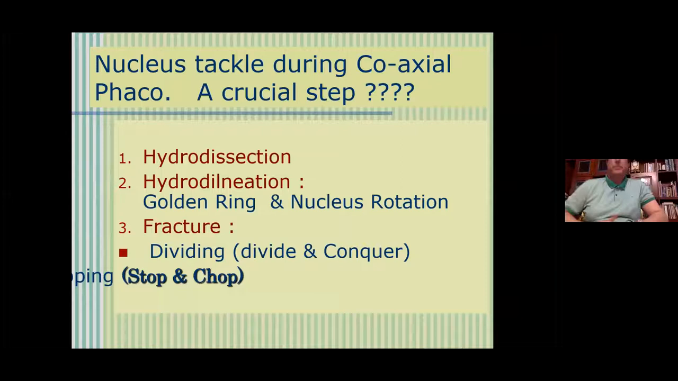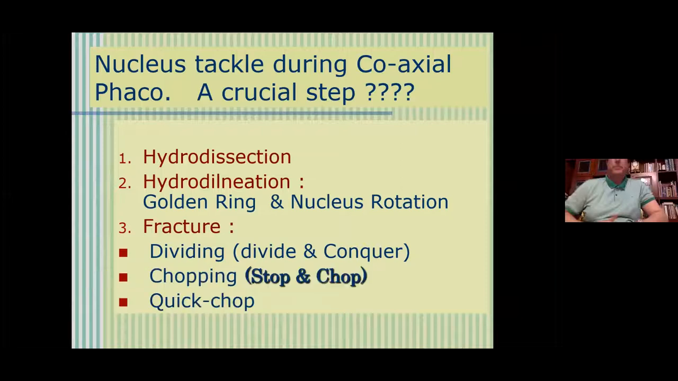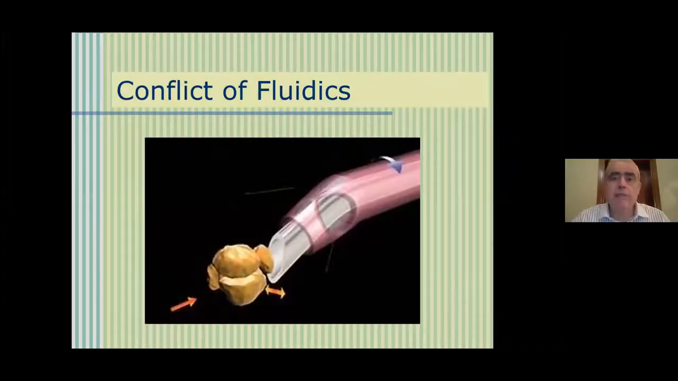In tackling the nucleus in FACO emulsification in the coaxial normal FACO, we have crucial steps. These crucial steps you all know by now, and the fracture of the nucleus might be done by several techniques. One of them is divide and conquer, which is completely disappearing nowadays. Everybody is doing chopping. The chopping technique can be quick chop or stop and chop, as everybody is doing.